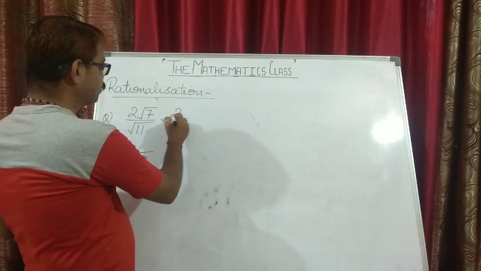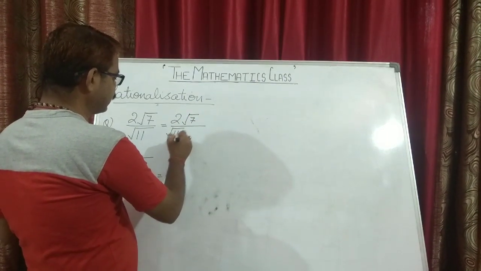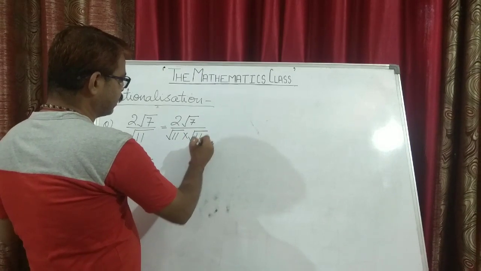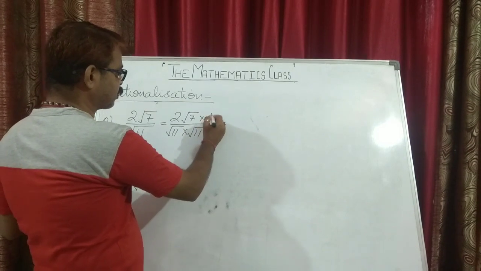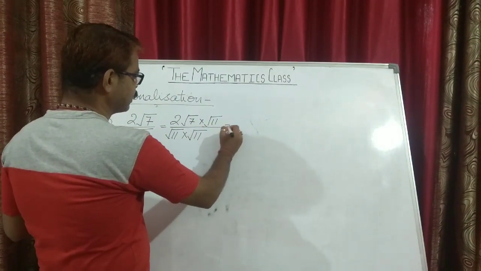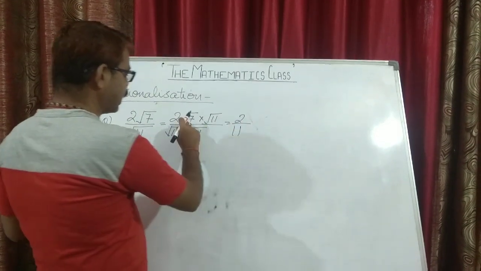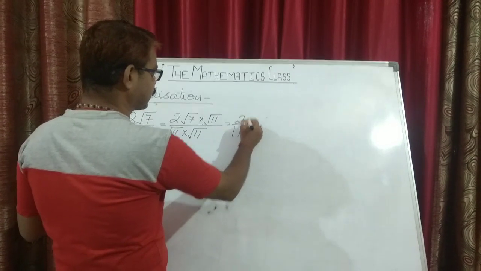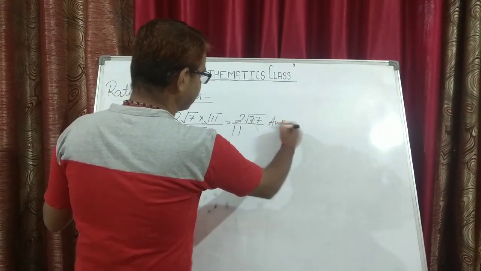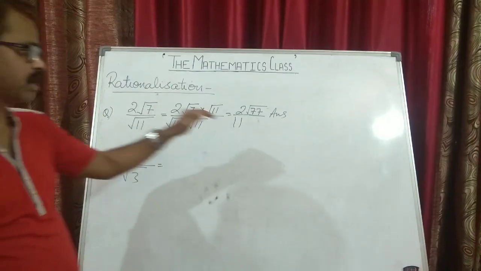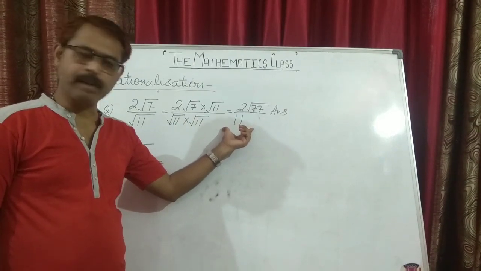It means 2 root 7 upon root 11 into root 11. Now since root 11 has been multiplied to the denominator, it has to be multiplied to the numerator also. So I have done this. So 2 upon this will become 11, and root 7 into root 11 can be written as root 77. So that is the final value. Means you have to rationalize the denominator. So denominator is in the form of a rational number.